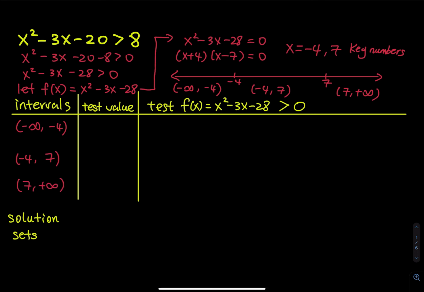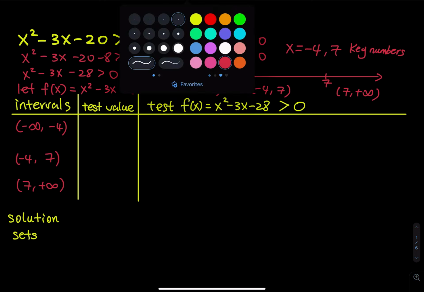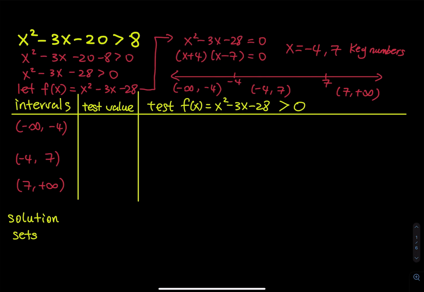And then what is the test value? The test value is a number you just pick from each interval. Between negative infinity and negative 4, you can pick negative 6,000, but I don't want to make the numbers so big. I'm just going to pick negative 5. Between negative 4 and 7, pick something easy, x equals 0. And between 7 and infinity, you can pick 1,000,000, but I don't want to. I will just pick a number small enough for me to do the function evaluation. Then you plug this number into the function to see if that is greater than 0. Why greater than 0? Because the problem is greater than 0.